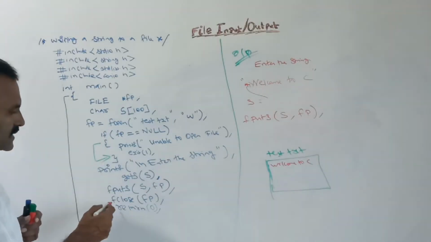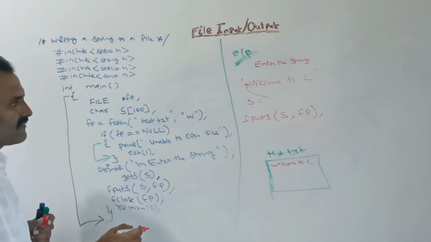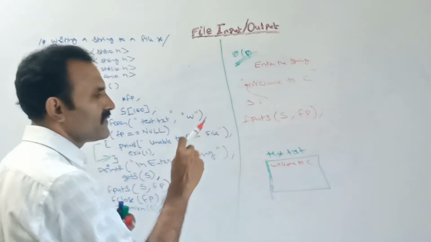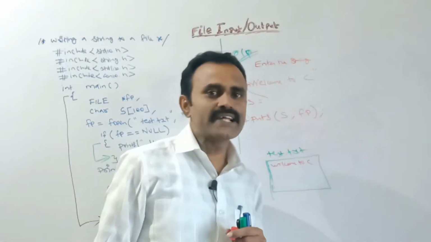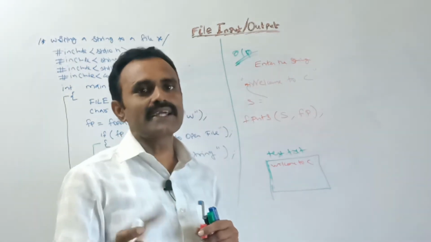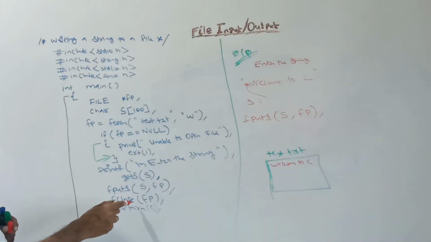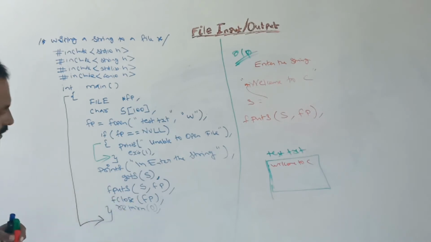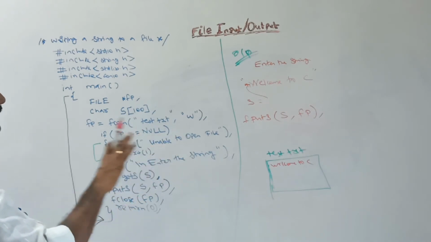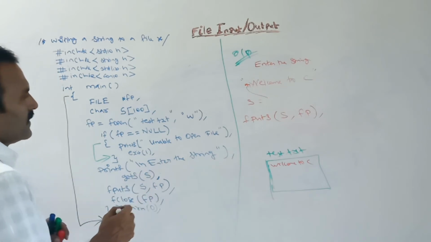Next here I am closing this file. Once I am closing this file, what will happen? The file pointer which was fetching that buffer will be removed. Next the buffer will be cleared. Next here I am telling fclose(fp), next return. So in this way we can write a string to a file.